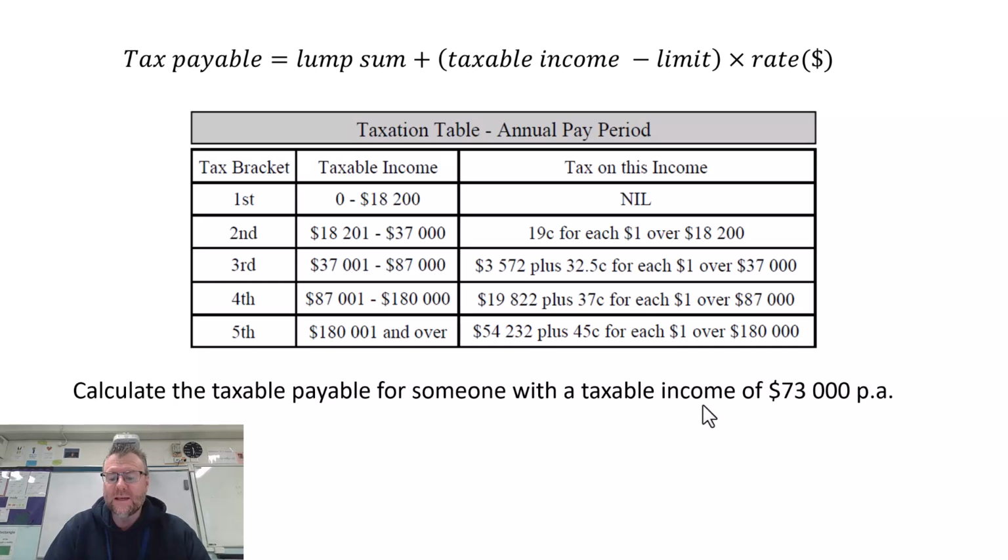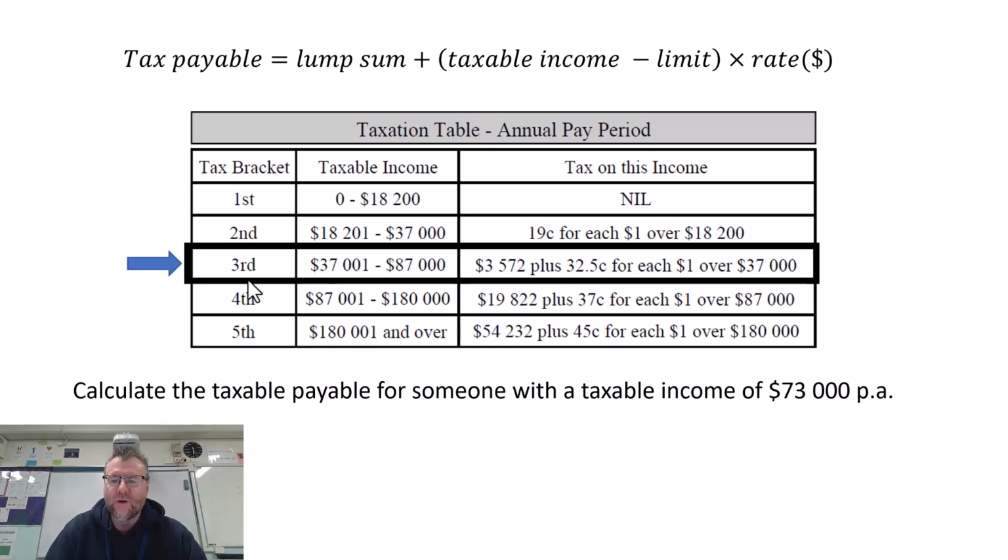So, this person has a taxable income of $73,000 per annum. So, I'll go down this list until I find the tax bracket that covers 73,000. So, 73,000 is in between these two amounts. So they're in this third tax bracket. We can ignore the rest of the table. We're only interested in this row now.